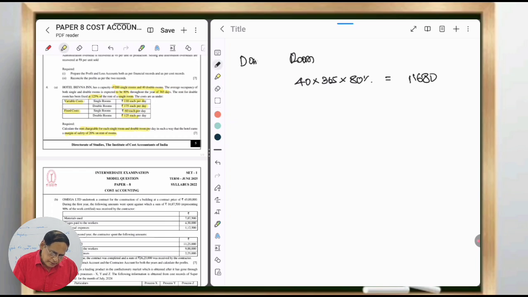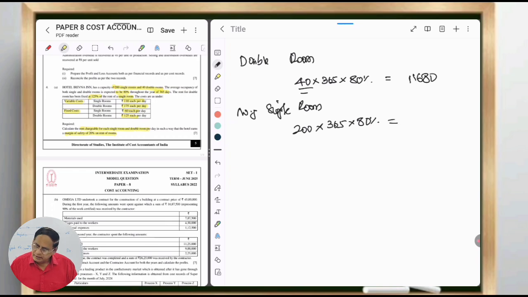So for single room, the number of single rooms is 200 rooms into 365 days, the same occupancy rate. So 200 into 365 into 80%, that is 58,400 room days. So these are room days per year. And then computation of the total cost.